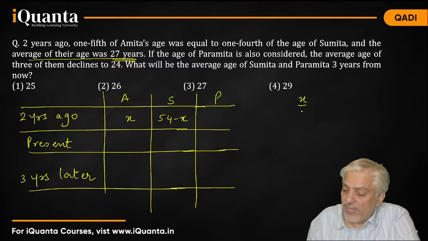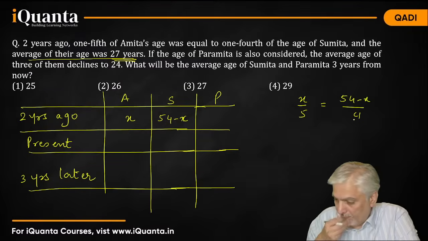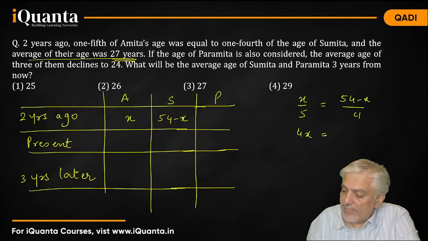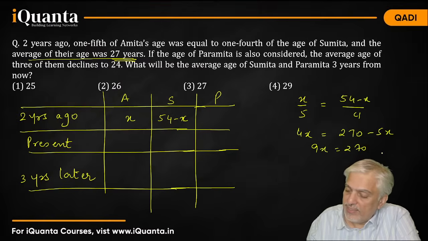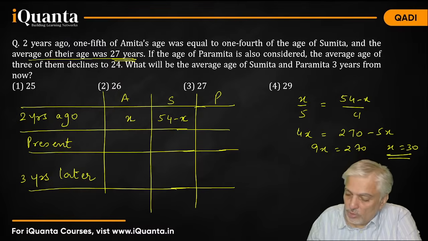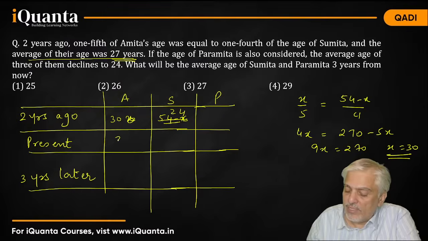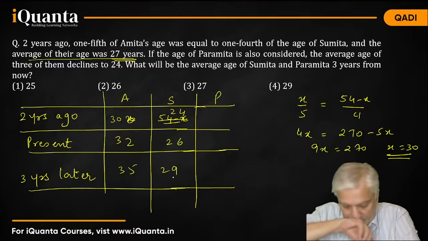So x by 5 is 54 minus x upon 4. 4x is equal to 270 minus 5x. 9x is 270. x is 30. So this is 30 and this is 24. That means this will be 32 and this will be 26. This will be 35 and 29.